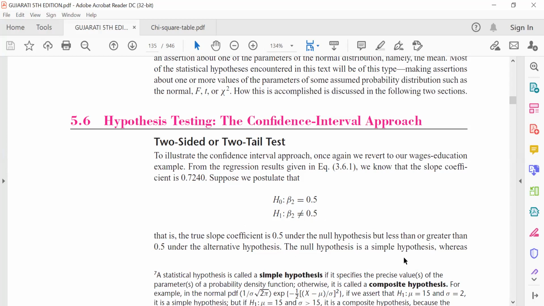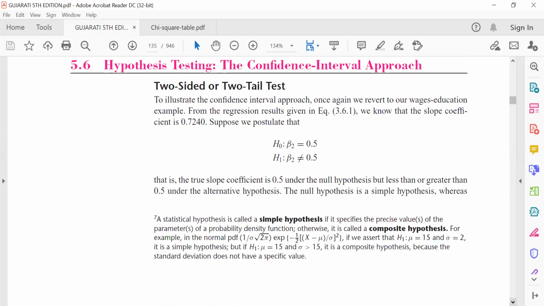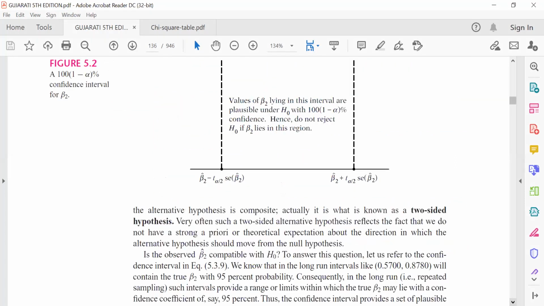The null hypothesis is a simple hypothesis, whereas the alternative hypothesis is composite. Actually, it is a two-sided hypothesis. This one here, on the left-hand side, is a rejection area of the null hypothesis. In the middle is the area of acceptance. Here, on the right-hand side, we have a rejection area of the null hypothesis.